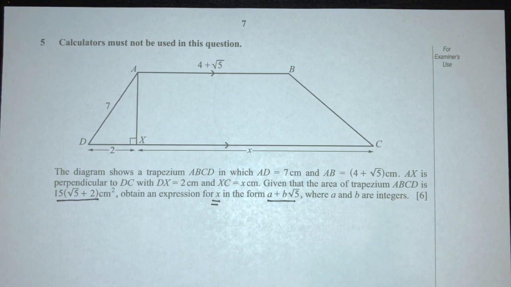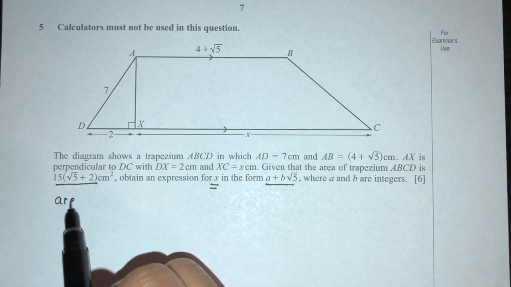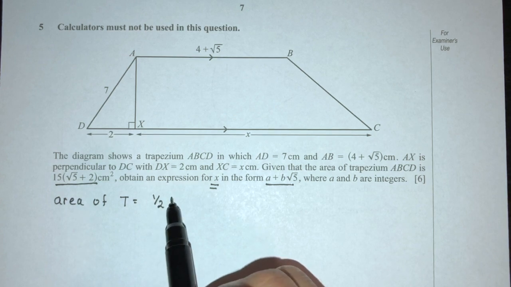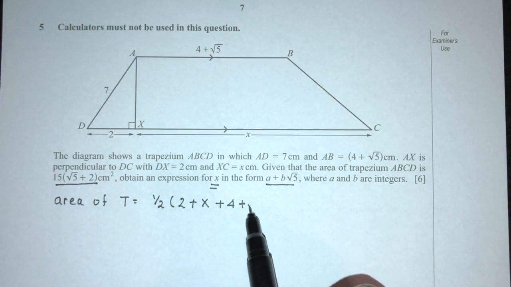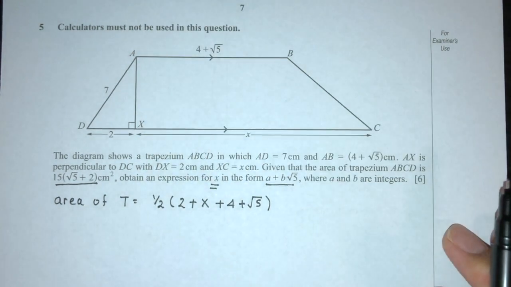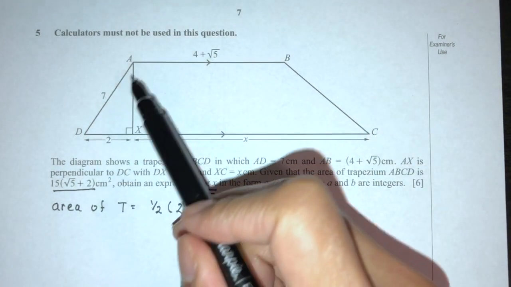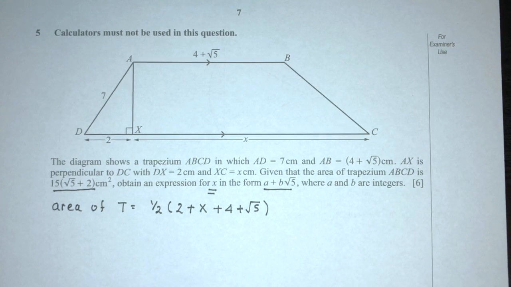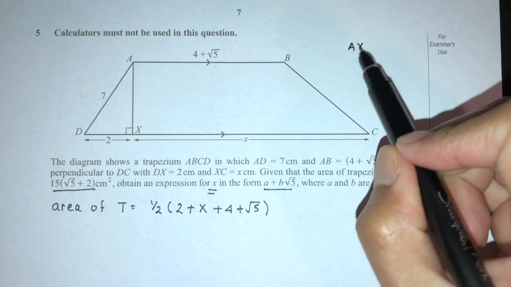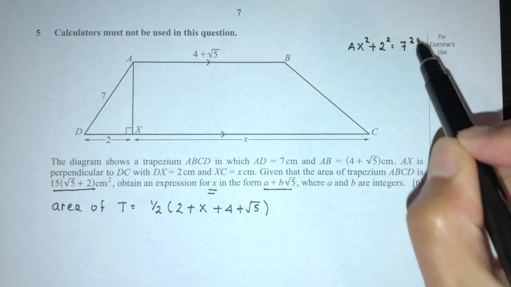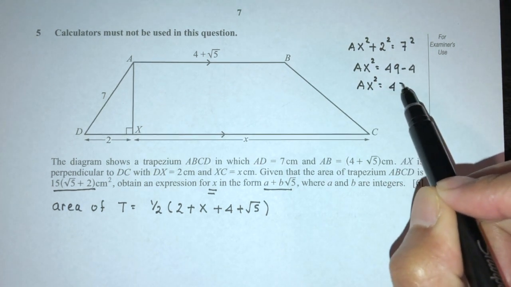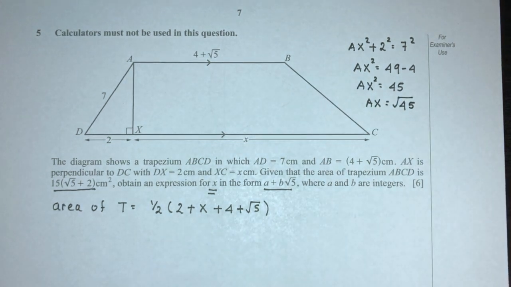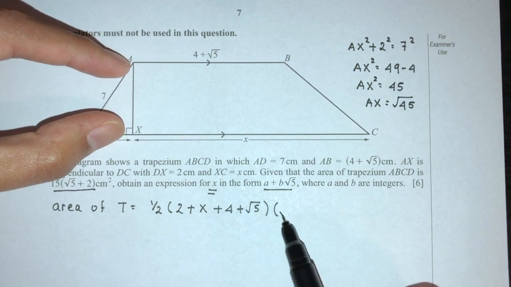Okay, so basically we have to find the area of trapezium and then find X in terms of this. So let's do one by one. So first you have to understand, how do you find the area of a trapezium? You use the formula, right? So let's write this down. So formula for area of a trapezium is half times sum of parallel sides. It is, this side is 2 plus x plus this side is 4 plus root 5 and times the height. The height is this one. So how do you find the height of AX? If you observe, this one is a right angled triangle. You can find AX by using your Pythagoras theorem. Okay, so basically we have AX square plus 2 square equal to 7 square. So AX square will be 49 minus 4. AX square will be 45. AX will be root of 45. Okay, so the height, the perpendicular height will be root of 45.